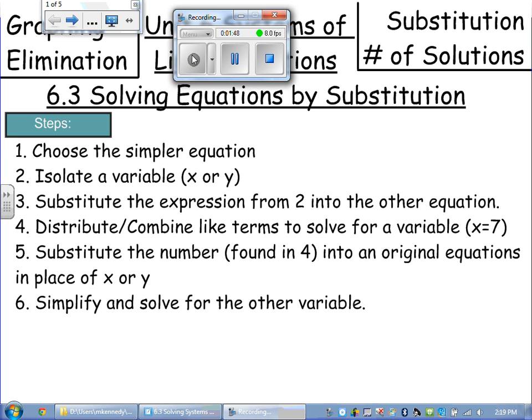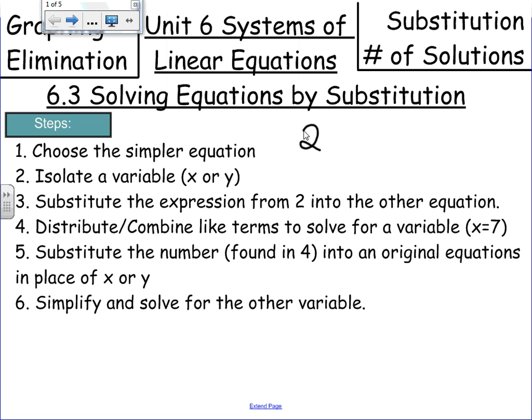Then what you're going to do is try to isolate one of the variables, whichever one's easier. So if you have an equation like 2x is equal to 4y plus 11, it's pretty easy to just isolate x right now. You just divide everything by 2, right? So you're going to isolate whichever one you want, whichever one's easier to isolate.